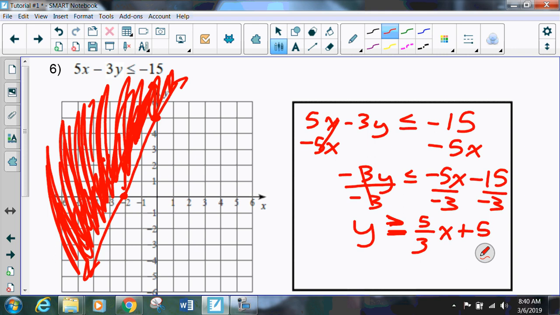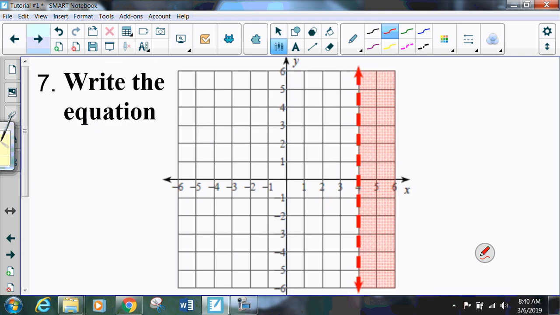All right, now we're going to have a little fun doing this backwards. What if you see an inequality? It says write the equation. Really?